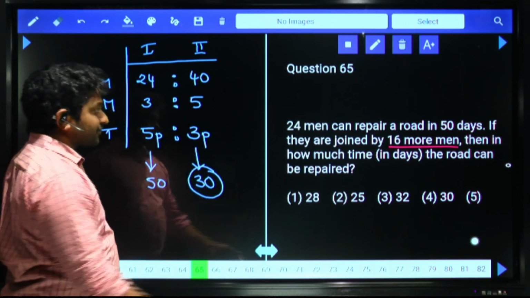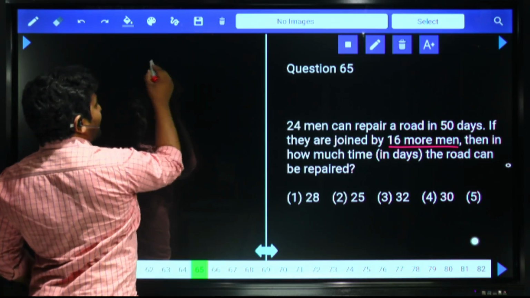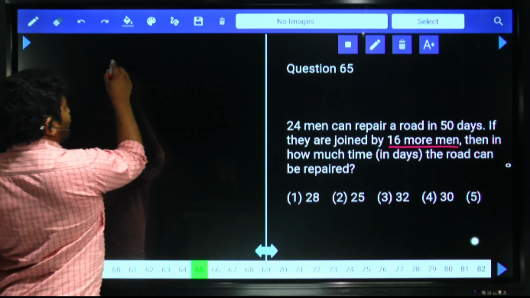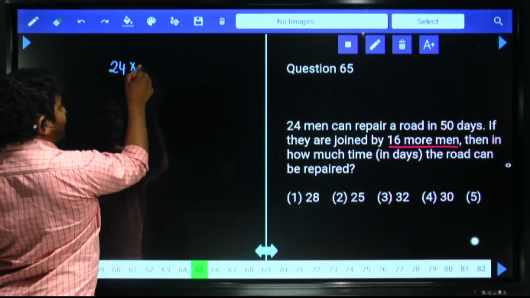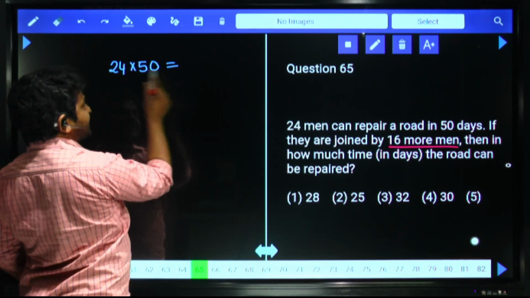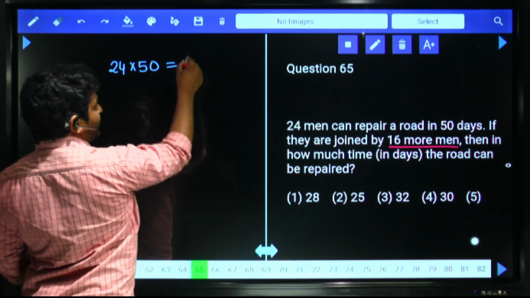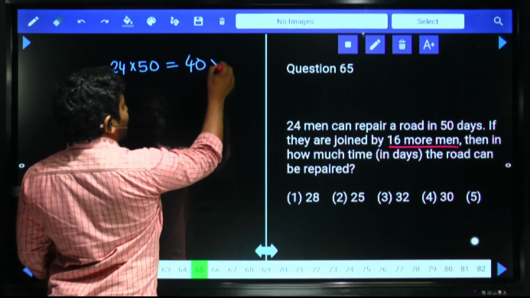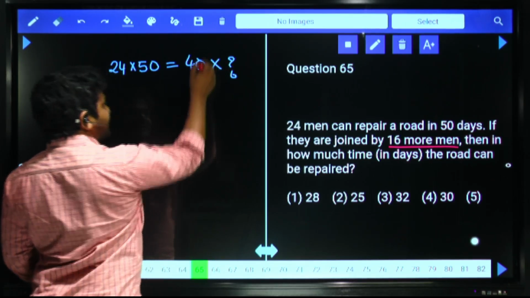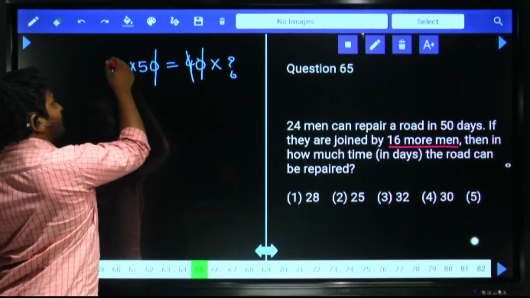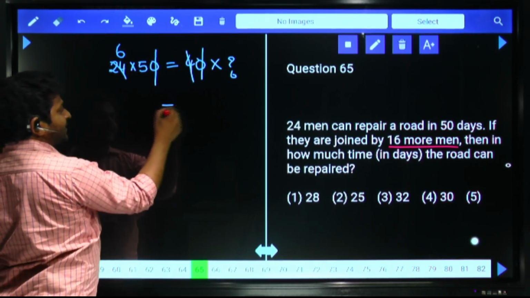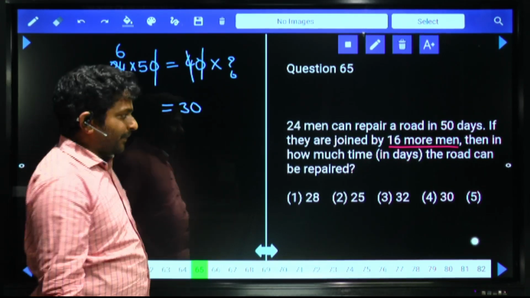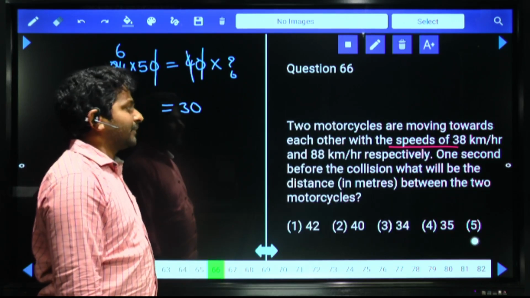This is one way. The other way is M1 D1 equals M2 D2. When 24 people can do it in 50 days, after 16 more people are added, the number of persons becomes 40. 40 men can do it in how many days? 0, 0 cancel, 4 into 6, 6 into 5, 30. This is another way. So the fourth option is the answer.